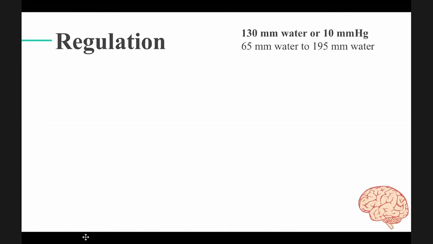Okay. So the pressure of CSF is regulated. This is between 65 to 195 with a mean of 130 millimeters water or 10 millimeters mercury. So anything higher than 195 means increased pressure. But there are a lot of regulations to maintain this pressure of the CSF fluid.